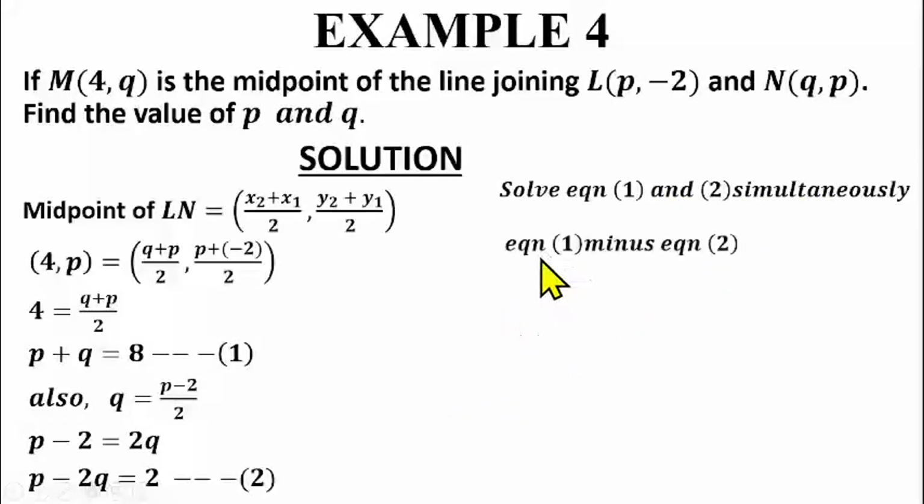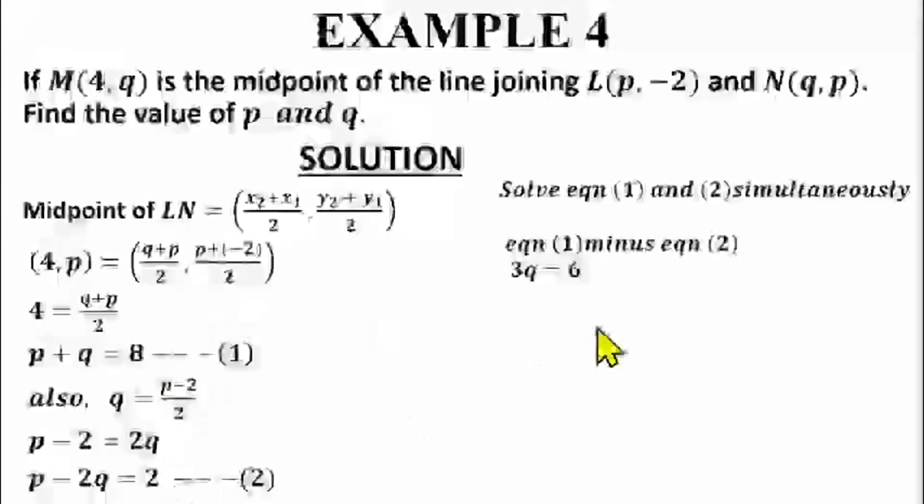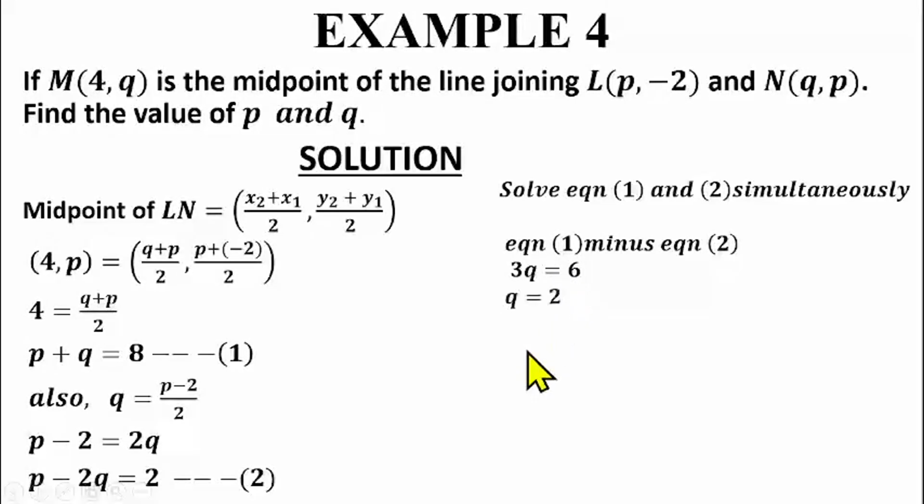So equation 1 minus equation 2, that is subtract equation 2 from equation 1. So we have p minus p, that gives us 0. So we'll be having q minus minus 2q, that should give us q plus 2q, that gives us a 3q. Then you have 8 minus 2, that gives us 6. Divide both sides by 3. q will be equals to 2.